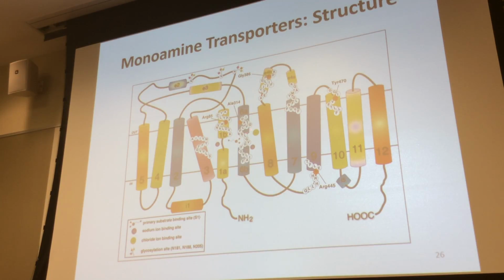Here are the detailed residues that are involved in ligand binding. Here's arginine 85. That's the key. If you mutate this residue, you will have a significant reduction in the binding affinity of the ligand. You have the 2 sodium binding sites here, and here is another residue, alanine 314, that is involved in ligand binding. Here again, the glycosylation site: if you mutate these 3 residues, they do not form the proper conformation. Okay, we have the N and C terminals.